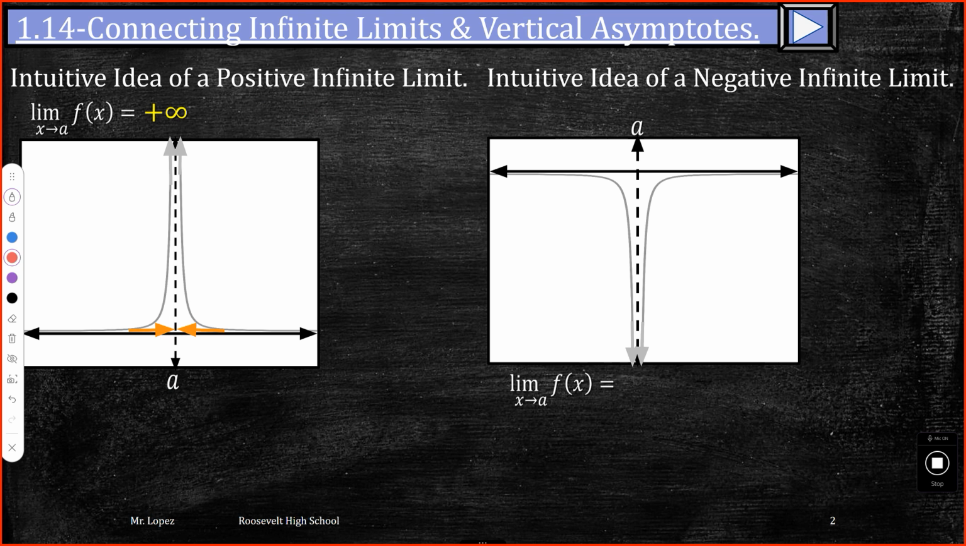So for this intuitive idea of a negative infinite limit, the limit as x approaches a, as we get closer and closer to a from both the left and the right, the function is going to negative infinity for both. So the limit as x approaches a of this function is negative infinity, or we could say that it does not exist. The limit does not exist.